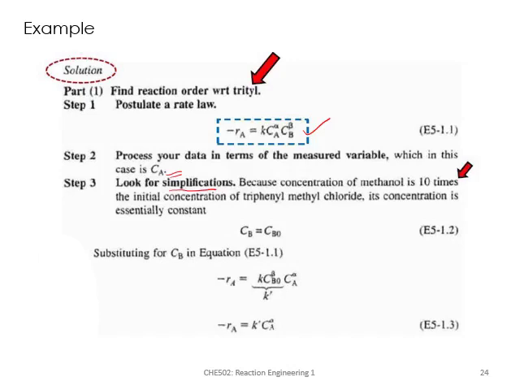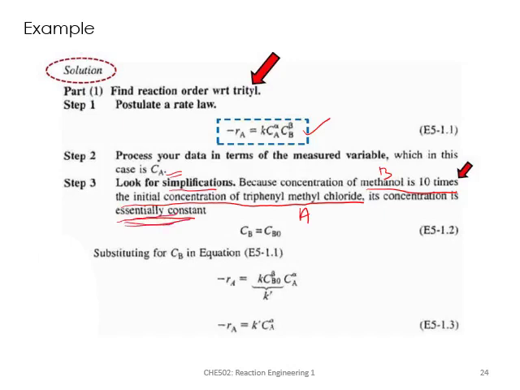Because the concentration of methanol is 10 times the initial concentration of trimethyl chloride, that is A. The concentration of B is 10 times the initial concentration of A. Its concentration is essentially constant. Do you agree?